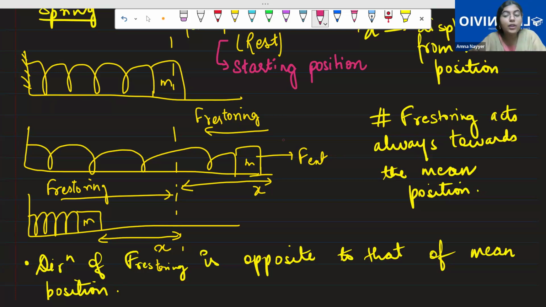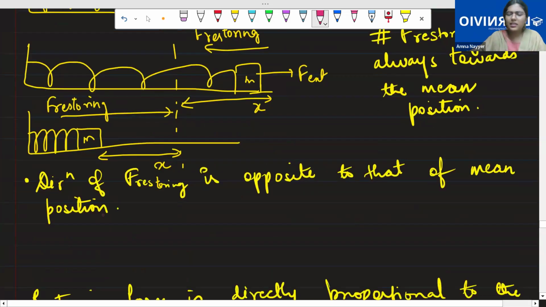Now, the restoring force is always directed towards the mean position. How? See, this is the block of mass M, this is the mean position. So it will try to bring it back to the mean position. If it is here, it will try to bring it back to the mean position. So the restoring force's direction isn't fixed, but this is fixed: it will be directed towards the mean position. So this line you can forget, direction of restoring force. This will just confuse you.